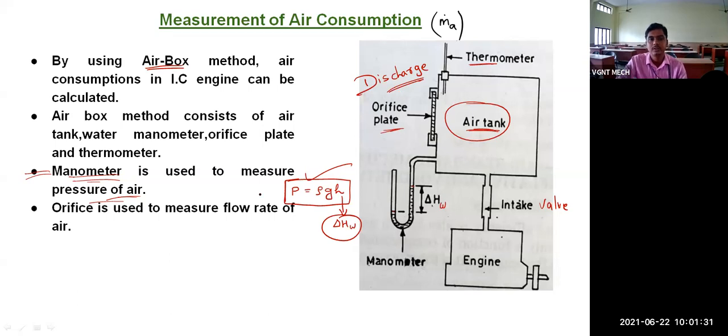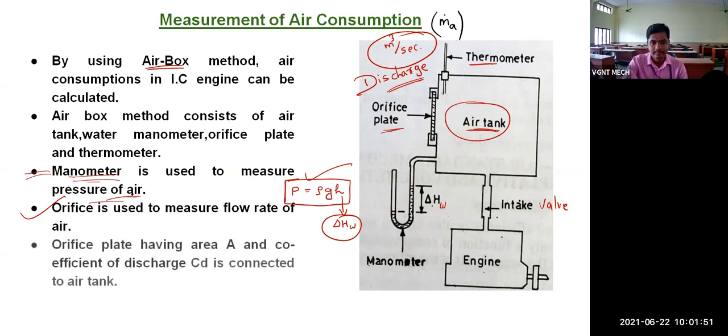Okay, discharge or flow rate of air. Discharge means the unit will be meter cube per second. Volume flow rate is called discharge. The unit is meter cube per second. By using this orifice, we can measure the flow rate of the air.